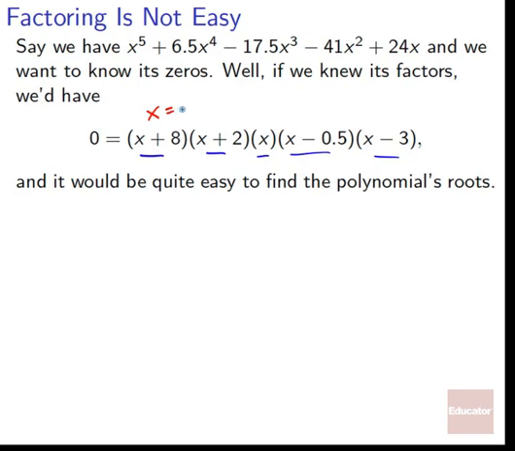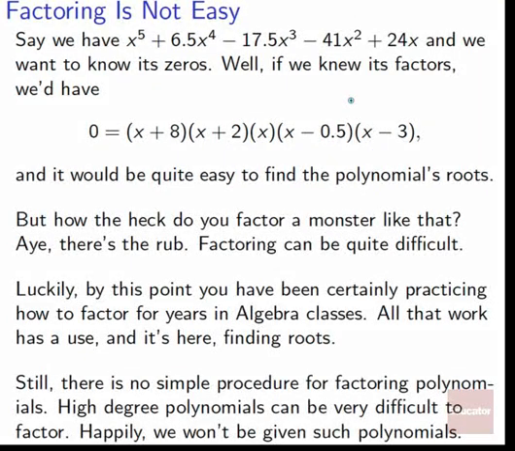X plus 8 becomes x equals negative 8. X plus 2 becomes x equals negative 2. X plus 0 becomes x equals 0. X minus 0.5 becomes x equals positive 0.5, and x minus 3 becomes x equals positive 3. Great, found it really easy to find its roots. But how the heck do you factor a monster like that, right? There's the rub. Factoring can be quite difficult.